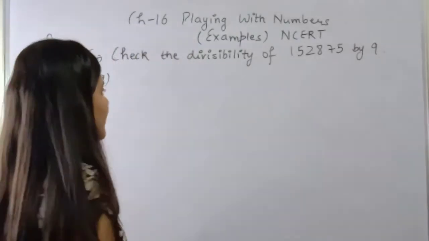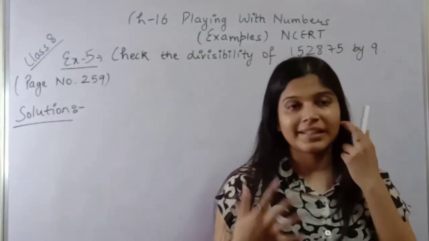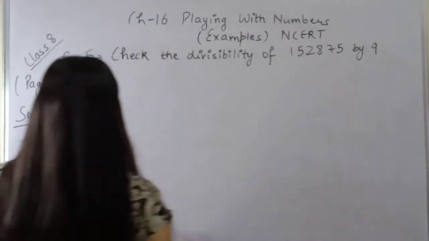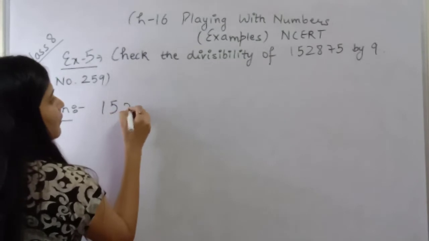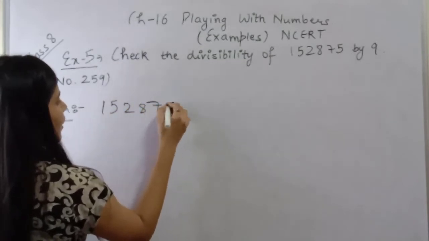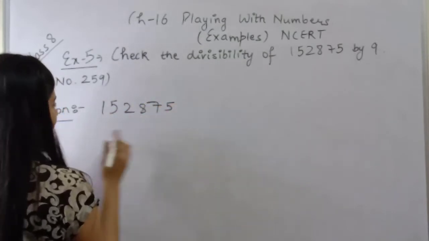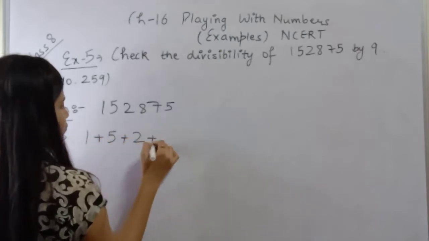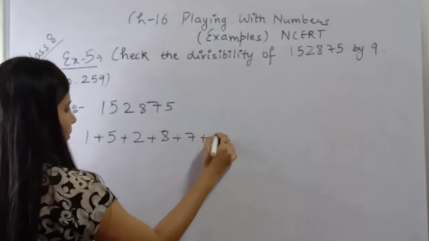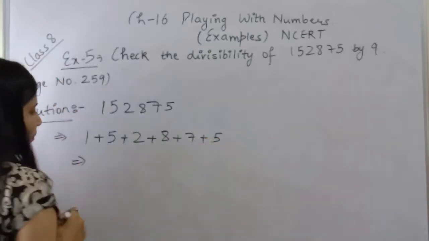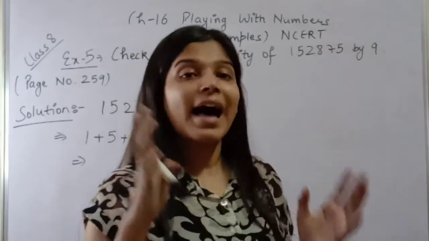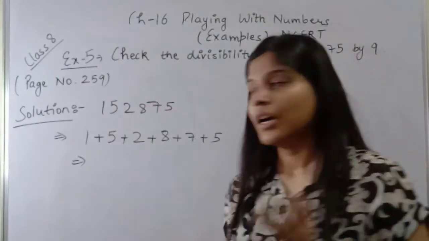So for that we know the concept. हमें करना है उस number की digits को add. So let's write the number again. 152875. So let's add the digits of this number. 1 plus 5 plus 2 plus 8 plus 7 plus 5. So अब इन सब digits को add करके let's see जो हमारे पास number आता है is that number a multiple of 9 or not.